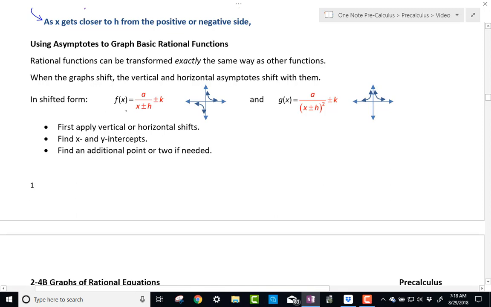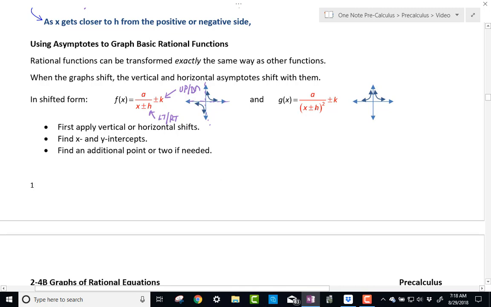So my general form is f of x equals a over either x plus or minus h. So that's your left-right shift. Okay, so this is going to shift your vertical asymptote left or right. And the plus k here is going to shift your horizontal asymptote up, down. All right? And so that's the parent function that you see next to that. And this would have a horizontal asymptote here and a vertical asymptote right down here. And that's what we would be talking about shifting.